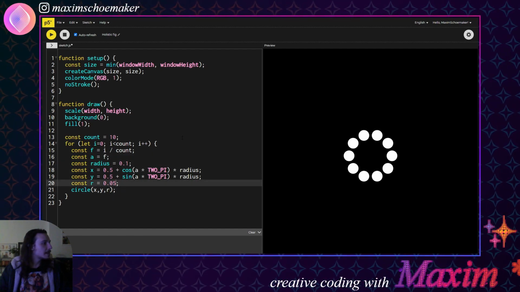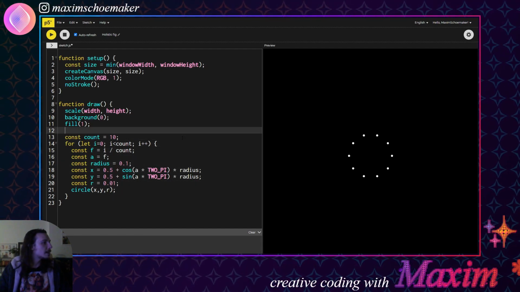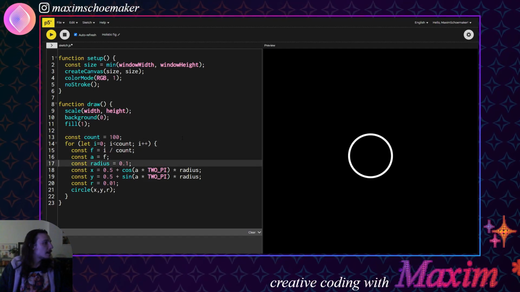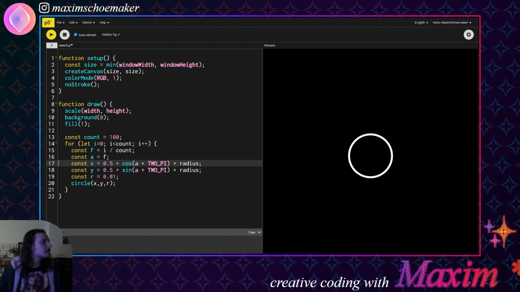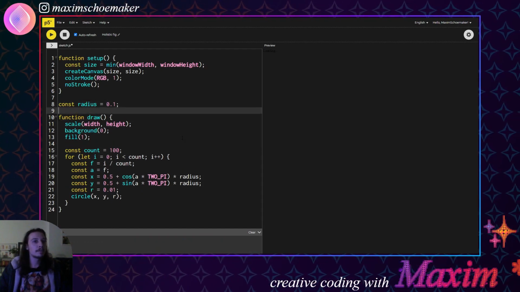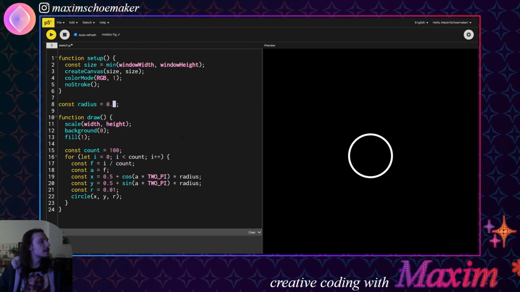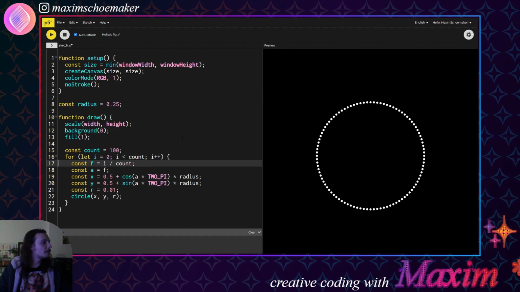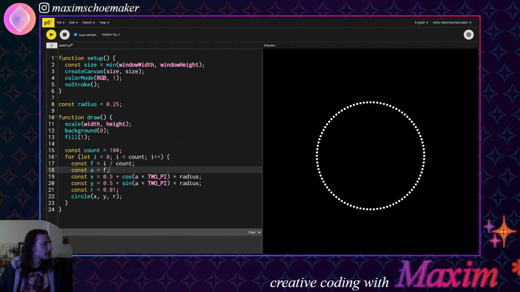Now, if I make this a bit smaller and get us a bit more of these, let's write this down as a variable here. We'll call it radius and we'll set it to a quarter. All right. Now we've got a circle, but we want it to be a spiral.